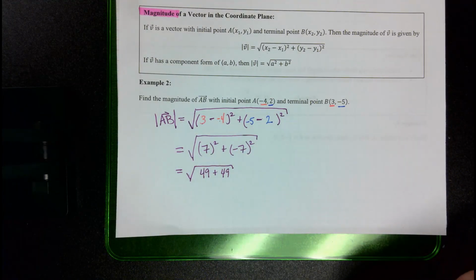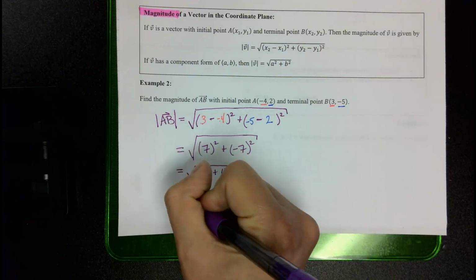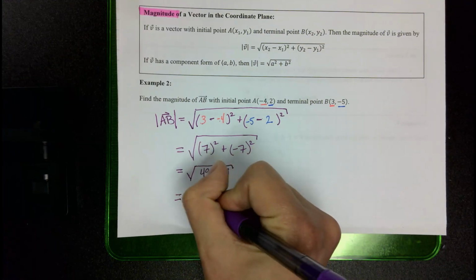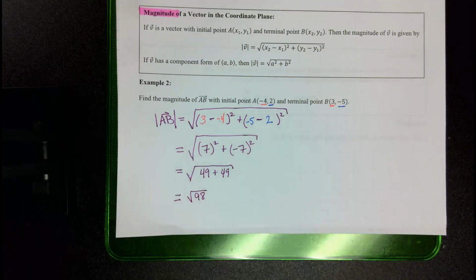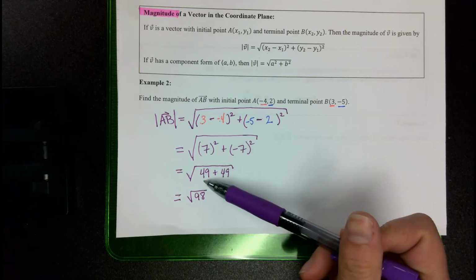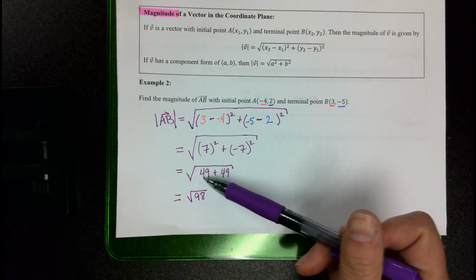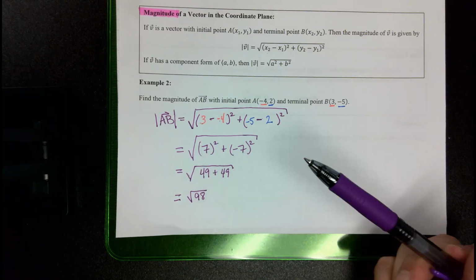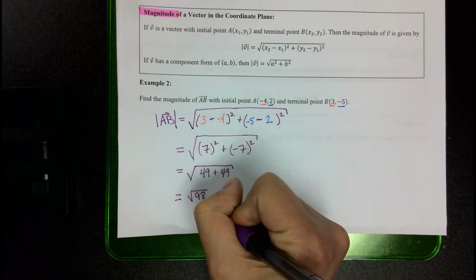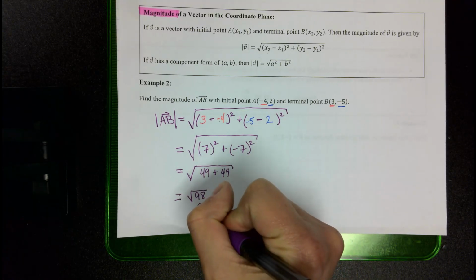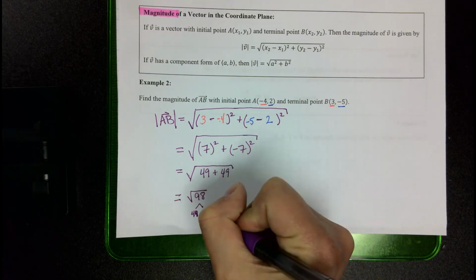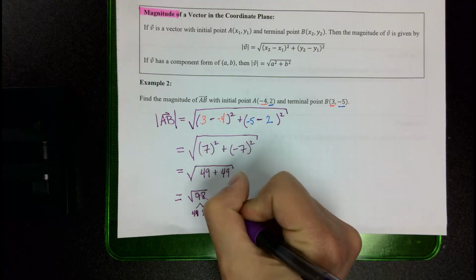49 plus 49 is going to give me 98. So it equals the square root of 98. But I know I can break that down into a simplified radical. If I look right here, I know 49 is a perfect square, and I have 2 of them, so that's like 2 times 49. So I can split this up into 49 times 2 instead of 98.